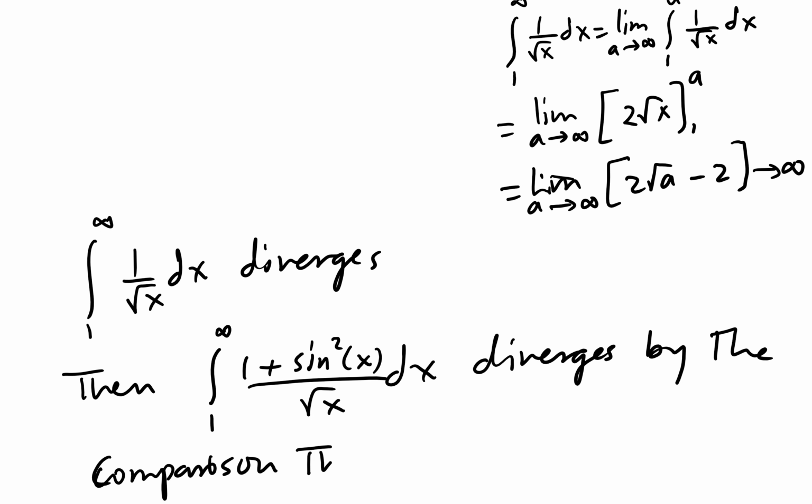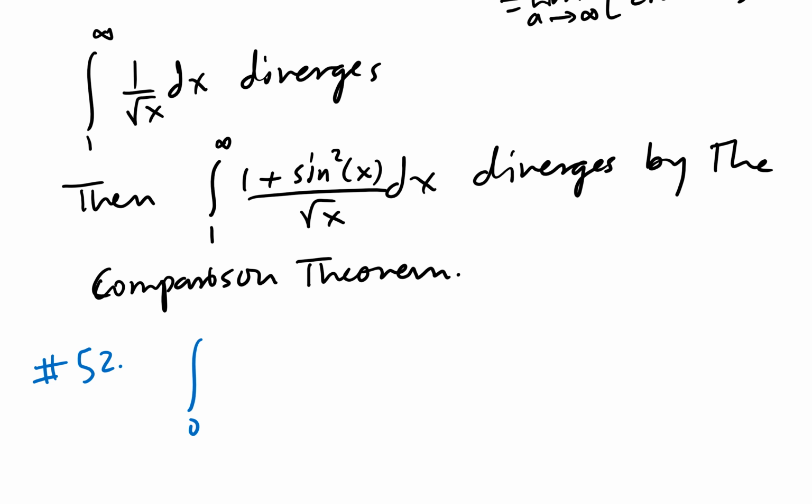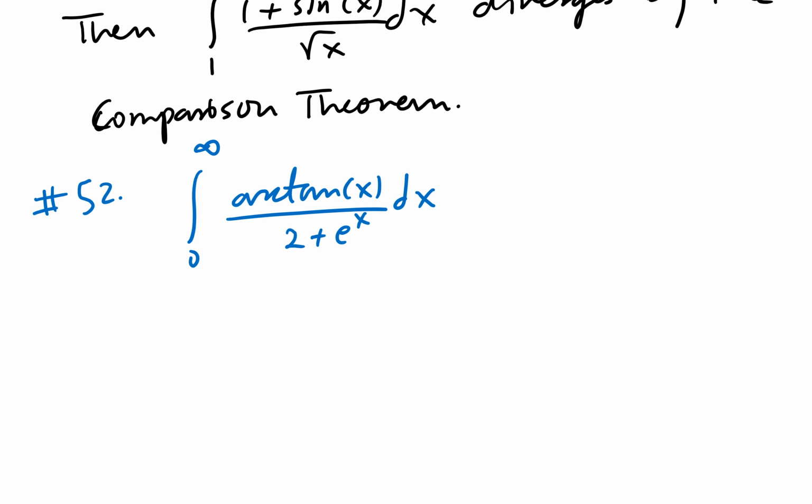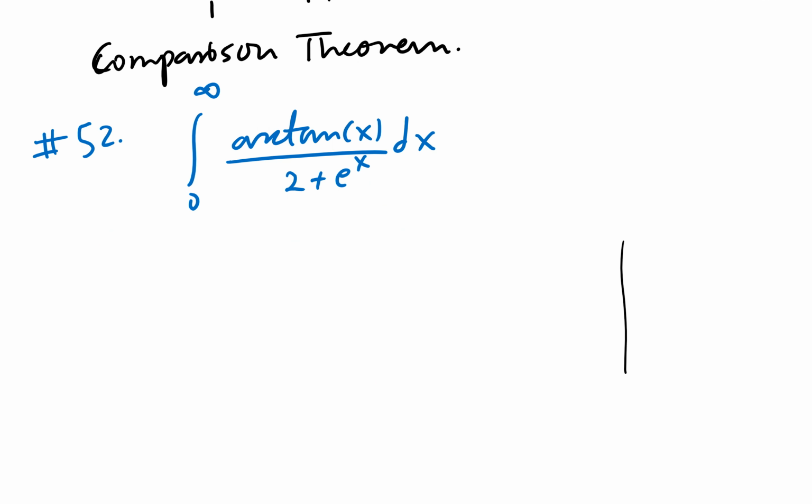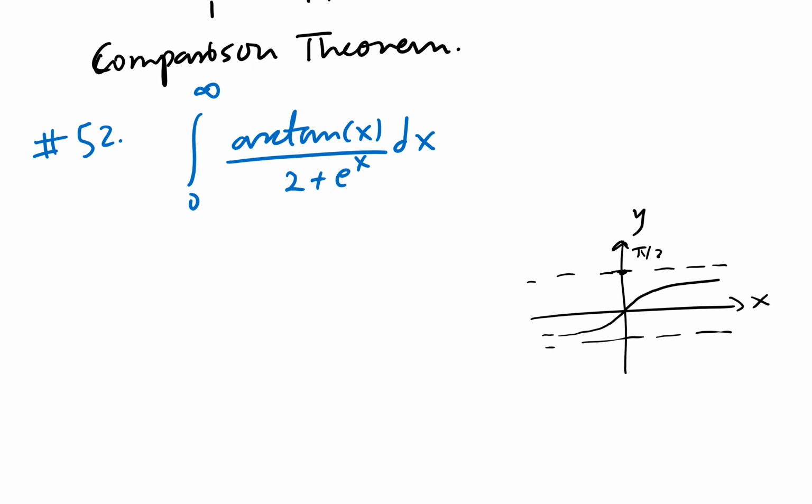Same section, number 52. Integral from 0 to infinity of arctangent of x over 2 plus e to the x dx. What's most difficult here is finding the other function that you need to integrate. If you want to recall how the graph of arctangent looks, it goes like this. There's a horizontal asymptote here and another horizontal asymptote, at pi over 2 and negative pi over 2. But notice the integral starts at 0.